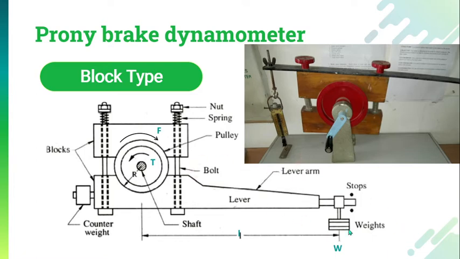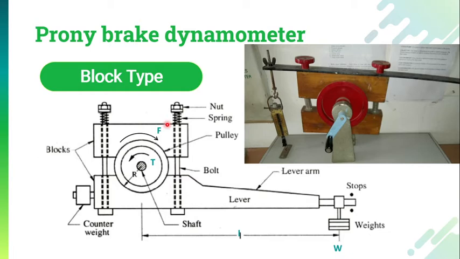Now at the other end of the arm we have the counterweight. Over here this counterweight is basically used to balance the whole dynamometer whenever the shaft is not rotating. Whenever there is an unloaded condition, the whole dynamometer should be balanced. Whatever weights we have and whatever counterweight we have, both should be balanced together in the unloaded condition, whenever the pulley is not rotating. So this is how the whole pulley brake dynamometer is made. This is the construction.